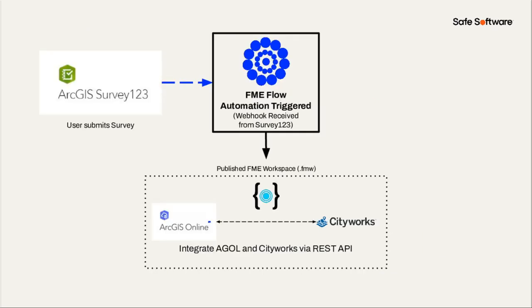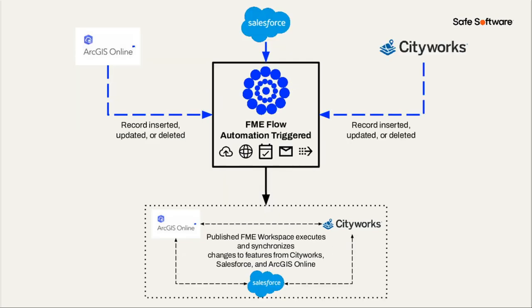And quick diagram before we jump into the demo, just kind of visually showing what we're going to see. So the user submits that survey in ArcGIS Survey 123. It triggers our automation, and that's going to run our workspace, actually a few workspaces, and update ArcGIS Online and CityWorks. And you'll see that ArcGIS Online, the layer that underpins the Survey 123 survey, is going to have the reference to that CityWorks service request, and CityWorks will have all the data that the user submitted in ArcGIS Survey 123.